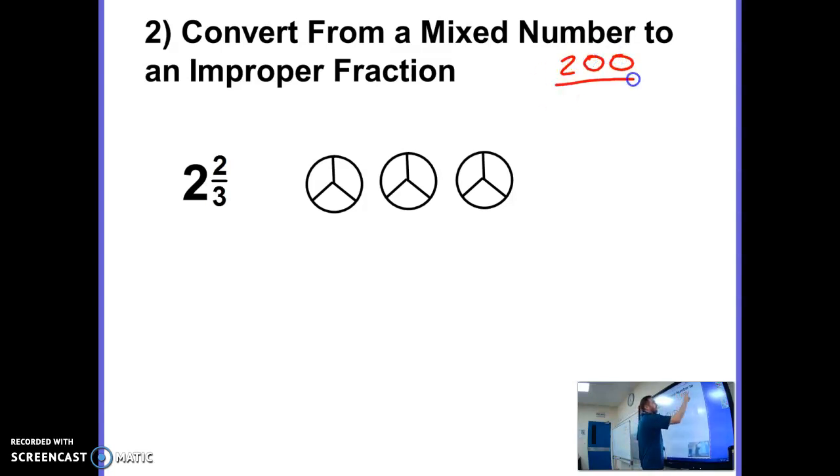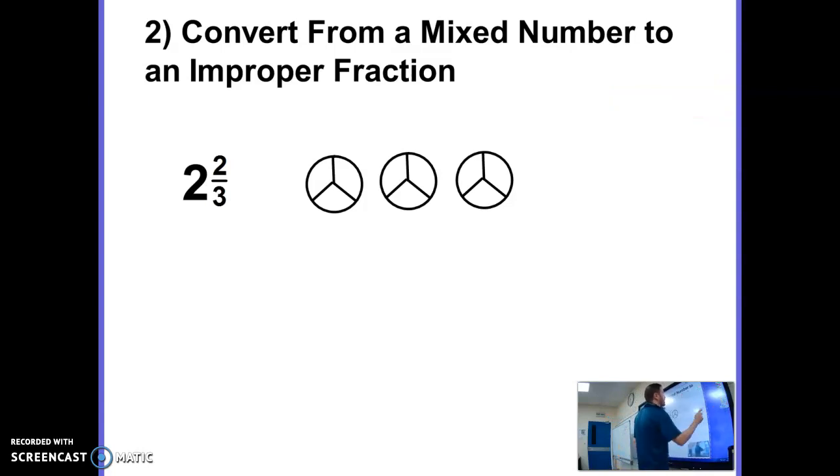Now, to convert that to an improper fraction, well, an improper fraction is any fraction where the top is greater than the bottom. For example, 200 over 3 is an improper fraction. 18 over 5 is an improper fraction. Anything where the numerator at the top is greater than the denominator. Okay, that's an improper fraction.